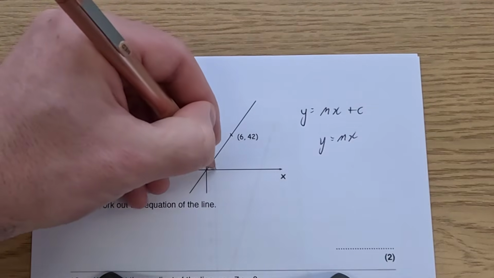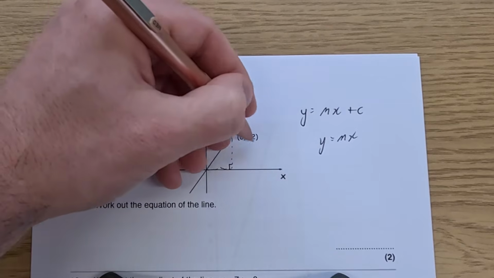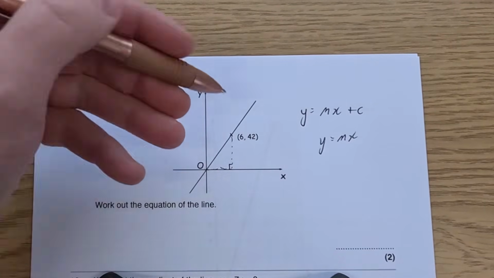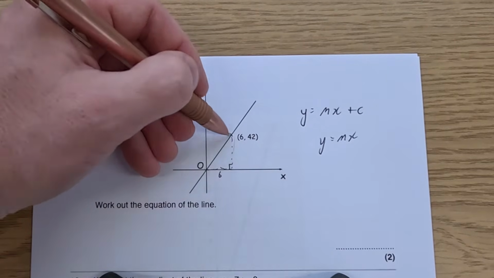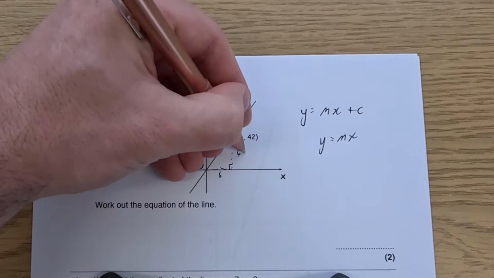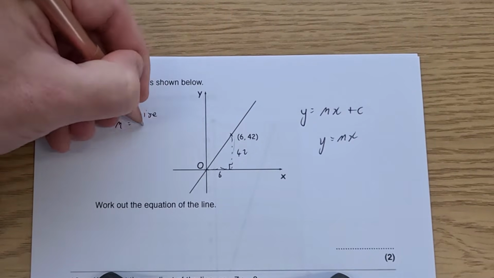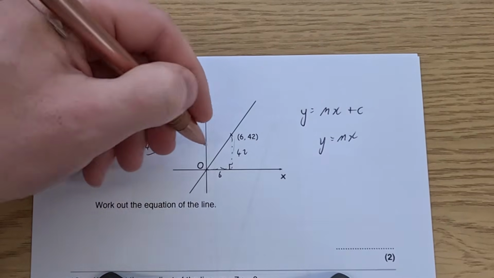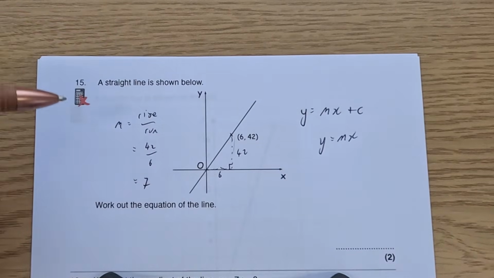So let's do a little right angle triangle, because we know it passes through the origin and it passes through the point (6, 42). So in terms of the run, it's going from 0 across to 6, so the run would be 6. And in terms of the rise, it's going from a height of 0 up to a height of 42, so the rise would be 42. So we're going to do the gradient is equal to the rise divided by the run. So the rise is 42 divided by the run, which is 6, and 42 divided by 6 is 7. So the gradient of that line is 7.